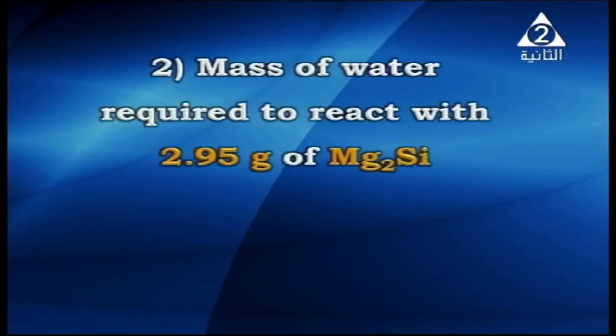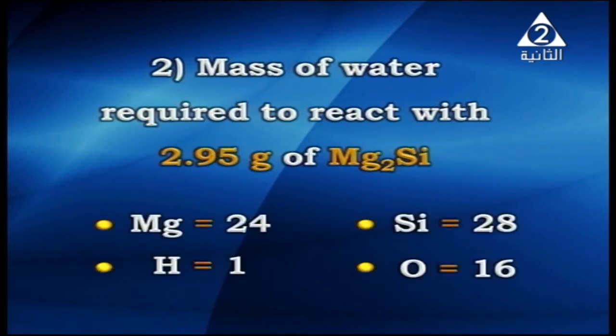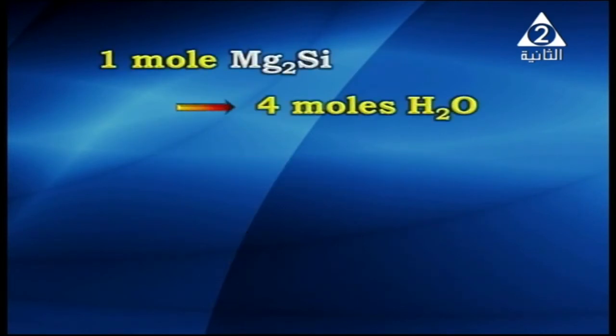And the mass of water required to react with 2.95 gram of Mg2Si. How can we calculate it? By knowing the atomic mass of Mg equal 24, Si equal 28, hydrogen equal 1, and the atomic mass of oxygen equal 16. Solution: 1 mole of Mg2Si gives 4 moles of water.